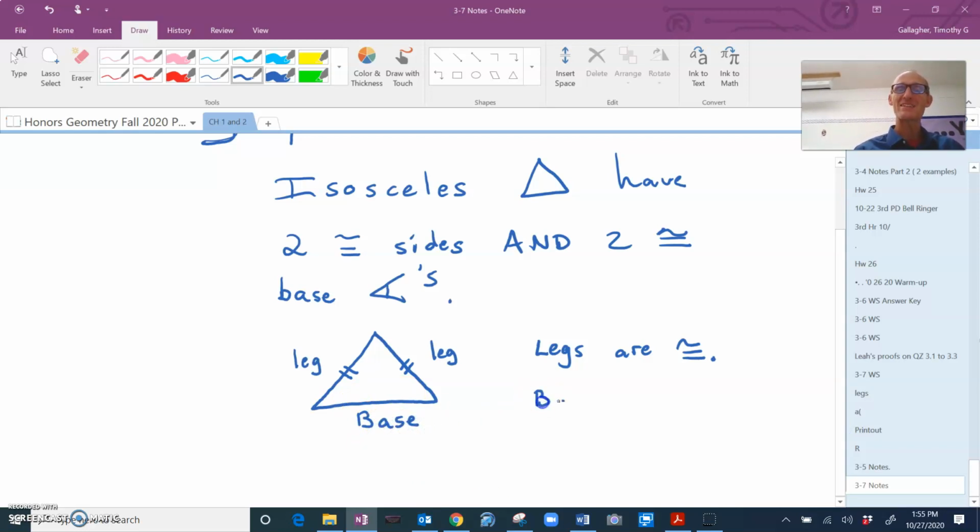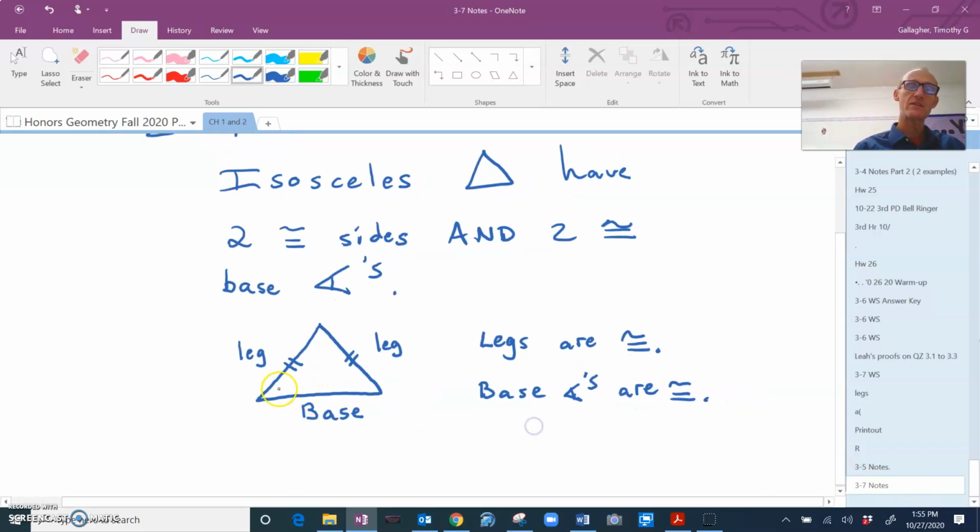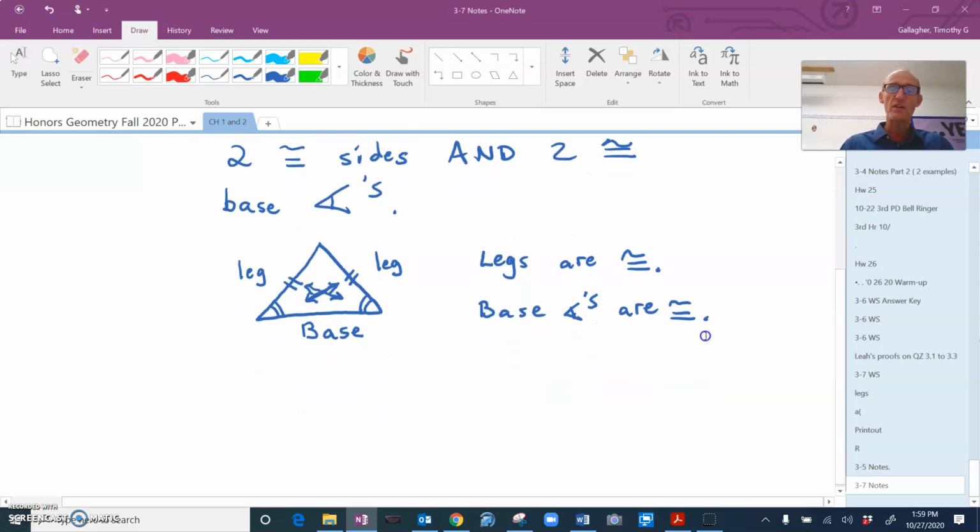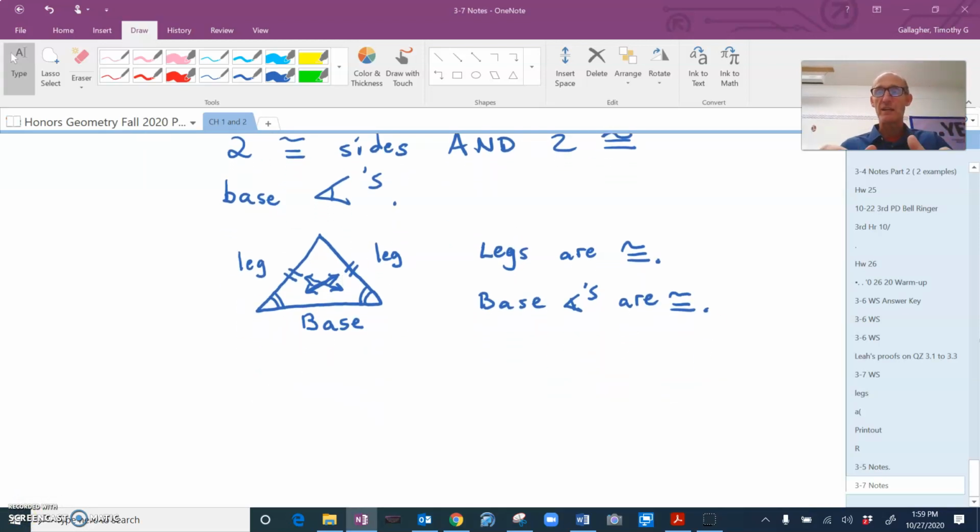Okay, and the base angles are congruent, and those are these angles and these angles. These two angles are equal. So basically, if opposite sides are congruent, the opposite angles are congruent, and vice versa. So it's about the isosceles triangle. And in an isosceles triangle, two things are true. The legs are equal and the base angles are equal.